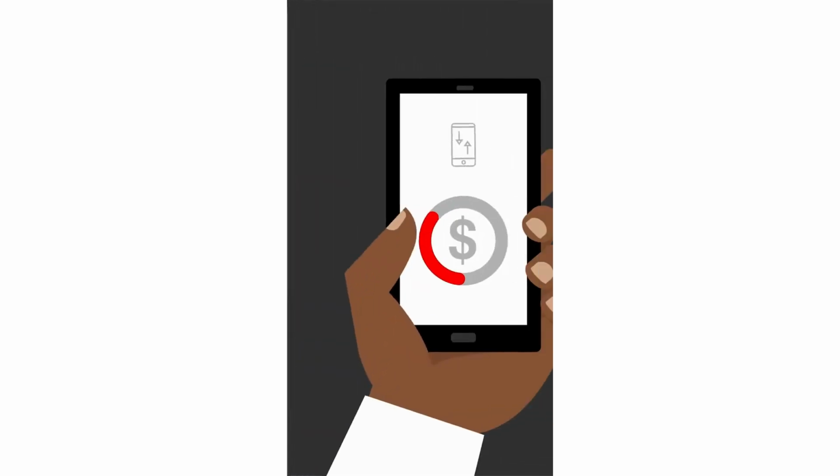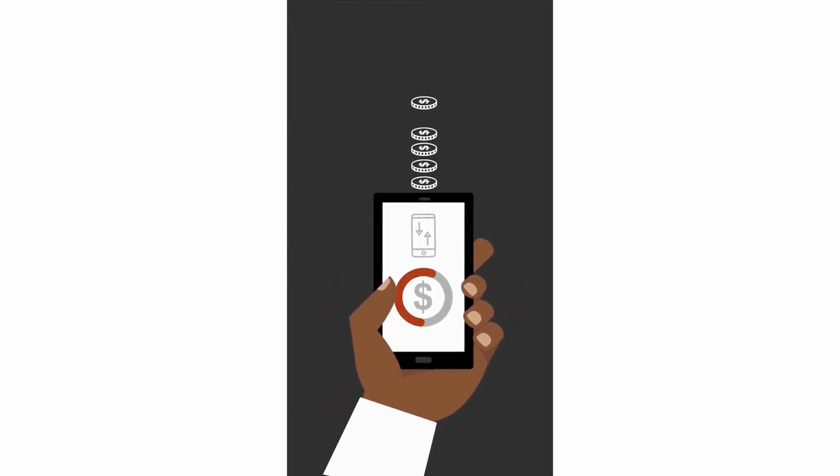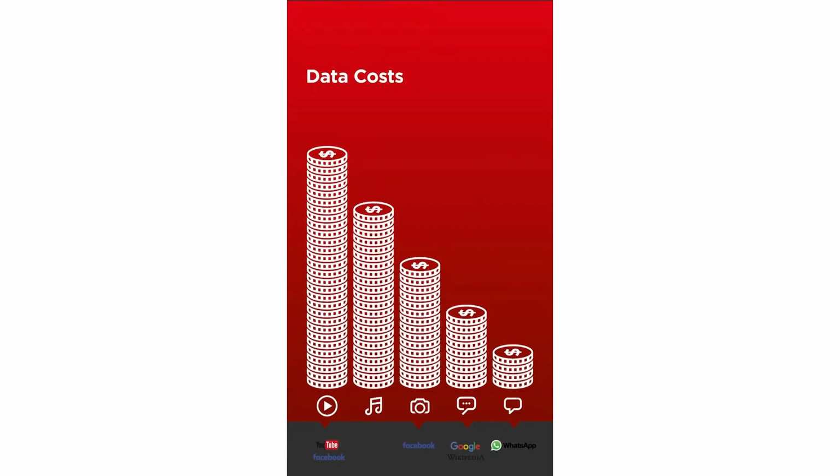If you use Google on your phone, you will need to buy internet data from your mobile network provider. Different Google activities will use different amounts of data. Just reading text uses the least amount of data. Looking at photographs and listening to music uses more, but watching videos will use the most.